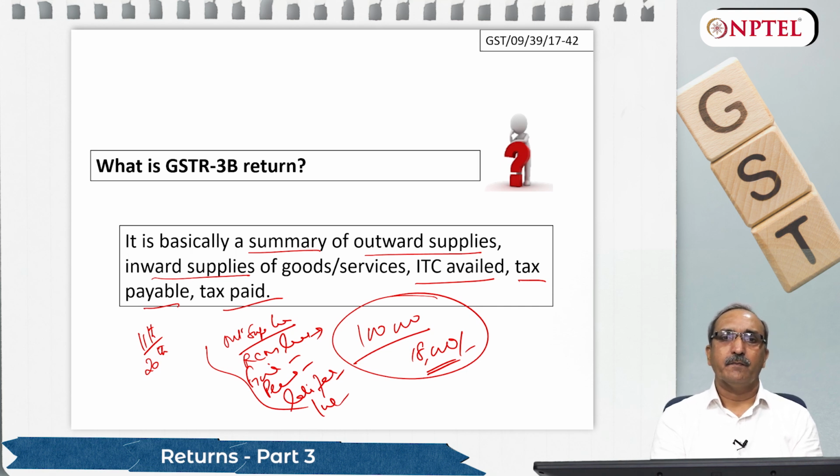tax. But it cannot be used for payment of RCM. It cannot be used for payment of fine, penalty, late fee. And for that you have to pay cash only. And that too in GST 3B.